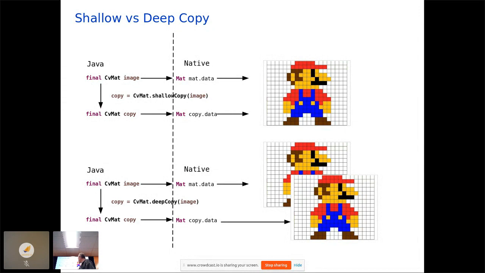Or you could do a deep copy, in which case you'll get a copy of both the C++ native object as well as the underlying buffer.